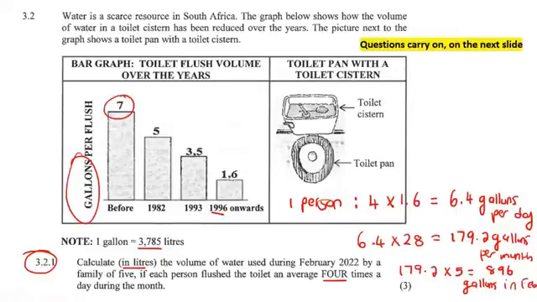Now, they would like us to convert it to liters. So 1 gallon is the equivalent of 3.785 liters. So all that we need to do now is say 896 multiplied by 3.785, and that would give us 3,391.36 liters used in Feb.